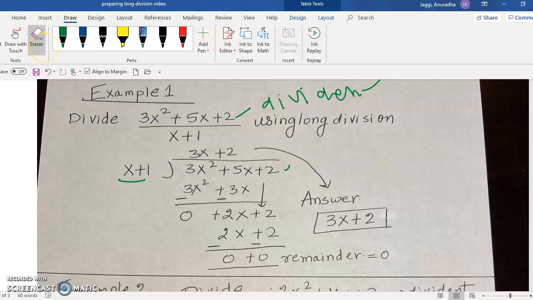Now, what are we going to do? We are going to look at the term with the highest degree. There's no x present here. This has a higher power, which is 1, in the divisor, and then we are going to see the highest degree, the highest power term of the dividend, which is 2 here. So we are going to use just these two, highest and highest, in order to start dividing.